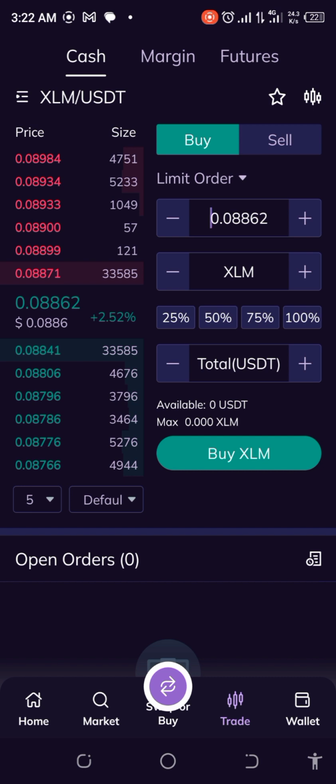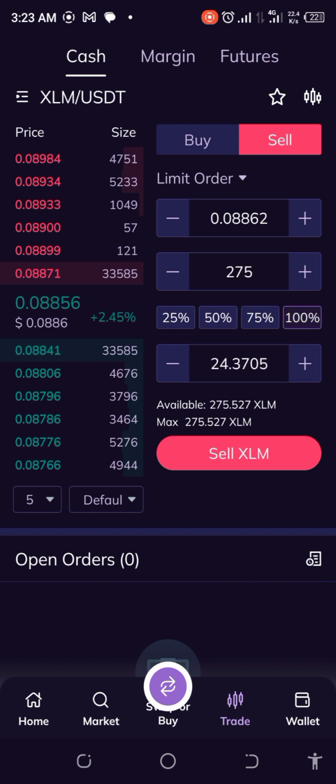It's now 0.8862, and I'm like, wow, if I'm going to change this at this price, see what's going to happen. If I'm going to sell this, see what's going to happen. Let me put this at 100%. As you can see here, it's telling me that what I'm going to get is 24.37. Now what came in here was 24.43.